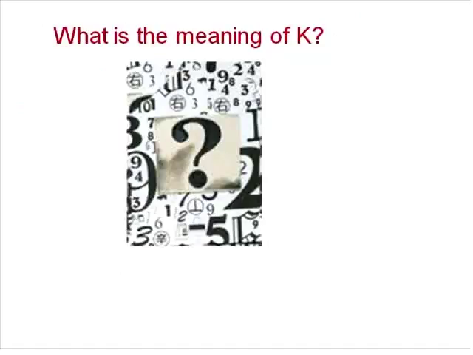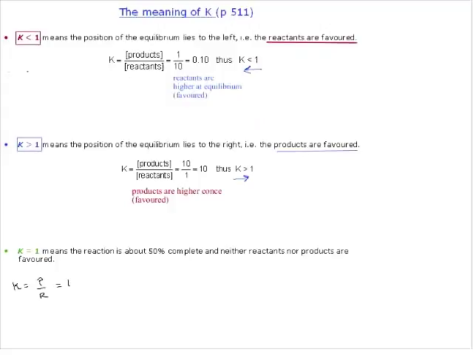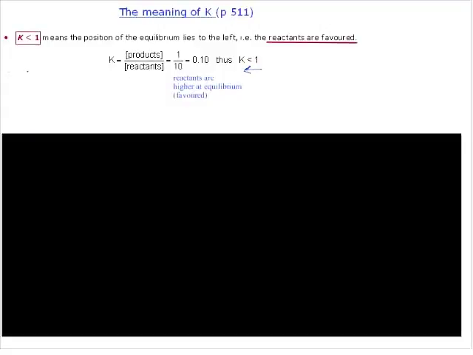Okay, well, what is the meaning of K? In every single example we've been given, we've been getting different values of K, and we're saying that the unit doesn't mean anything. It's the number or the size of K that matters. Well, let's have a look at what K really represents to us. The meaning of K is dealt with on page 511 of your textbook. You may want to go and have a read on that.